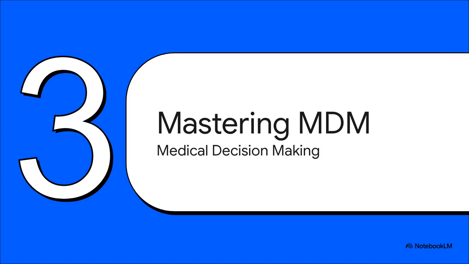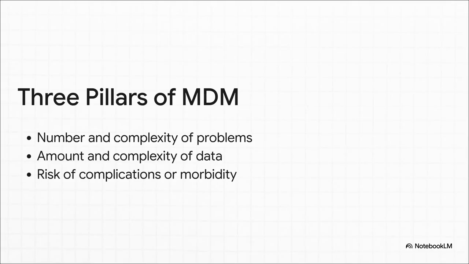All right, into the really good stuff, Section 3, Mastering Medical Decision-Making. If you take absolutely nothing else away from today, please memorize these 3 pillars. Number and complexity of problems addressed, amount and complexity of data reviewed, and the risk of complications or morbidity. I always like to think of MDM as a 3-legged stool. To correctly pick a level of service based on MDM, you have to meet or exceed the threshold for at least 2 of these 3 elements. You don't need all 3, but you absolutely must have 2 firmly documented to justify your code.